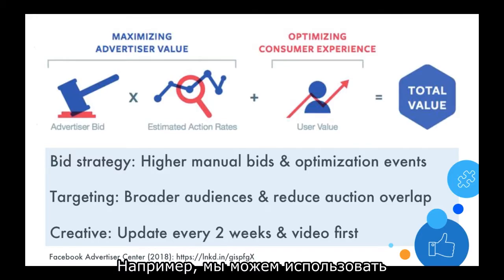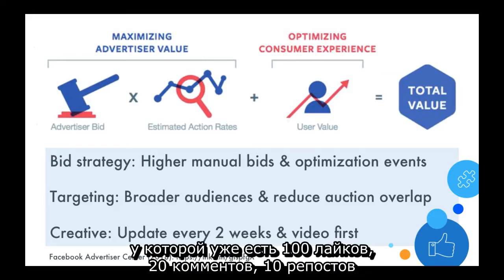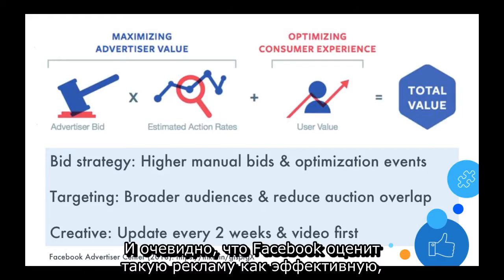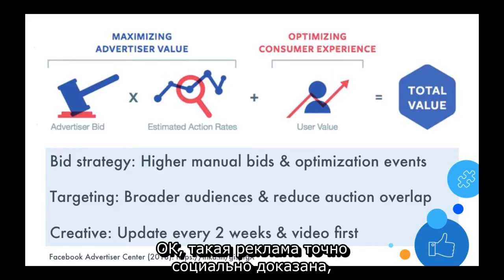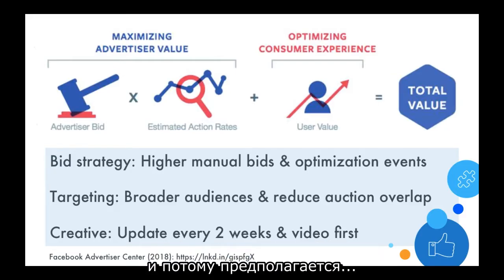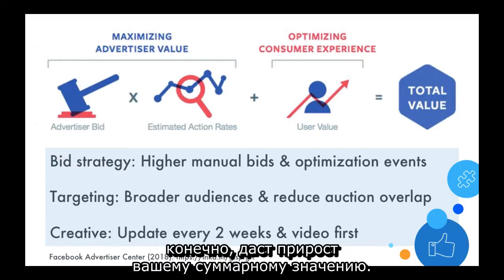Like, for example, we could use an existing post from our organic page, which has already had 100 likes, 220 comments, 10 shares or something. This has already received some social proof, and Facebook obviously benefits those ads that already have historical background. So they already see that, okay, this ad at least gets social proof, gets some engagement, gets some interaction, and therefore the estimations for those ads, for example, when you use an existing post from your organic page, this will of course benefit your total value.